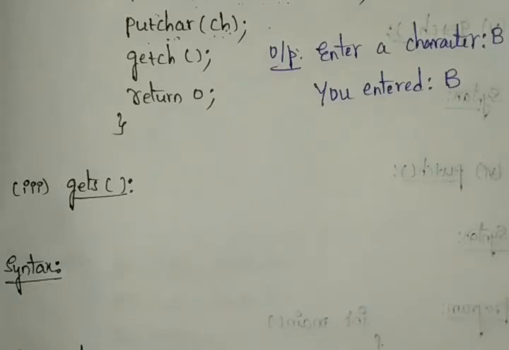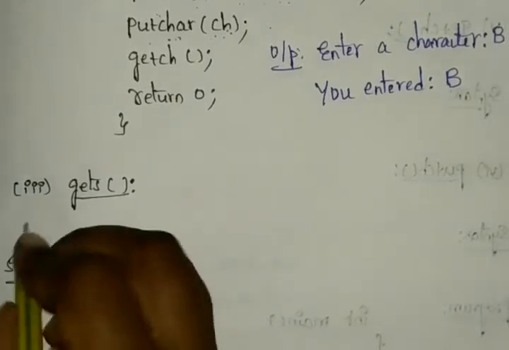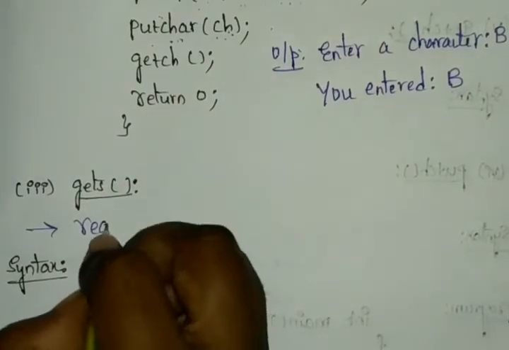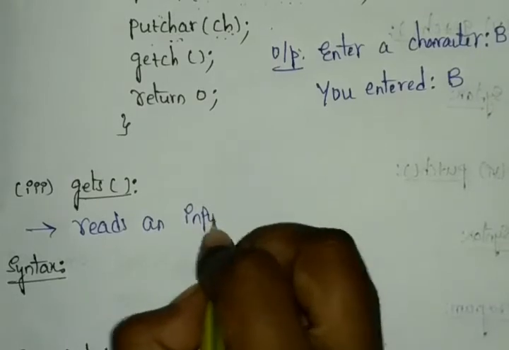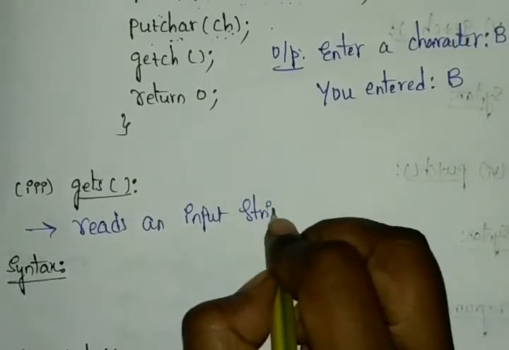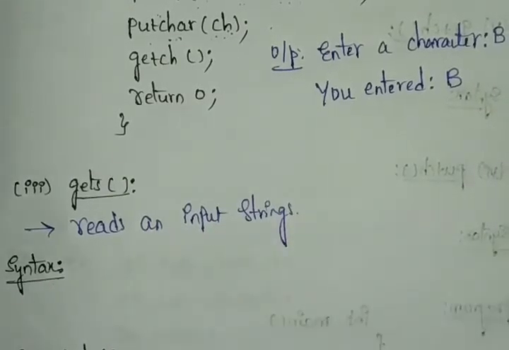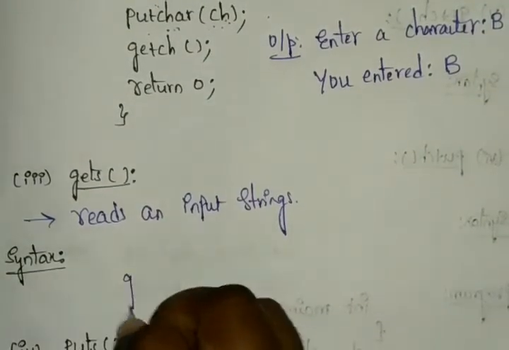Okay, what is the difference? A character means only one alphabet letter. A string means a combination of characters. It may be words or a sentence, whatever it may be. So gets reads an input string, whatever string the user gives, and that can be read by our gets function. Let's see the syntax: gets(var).